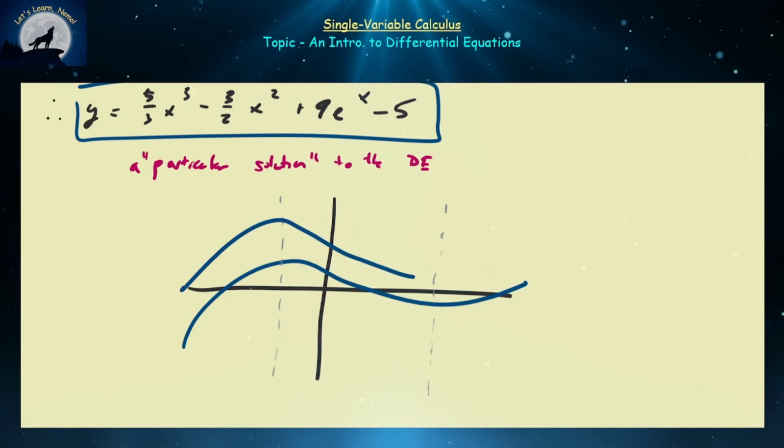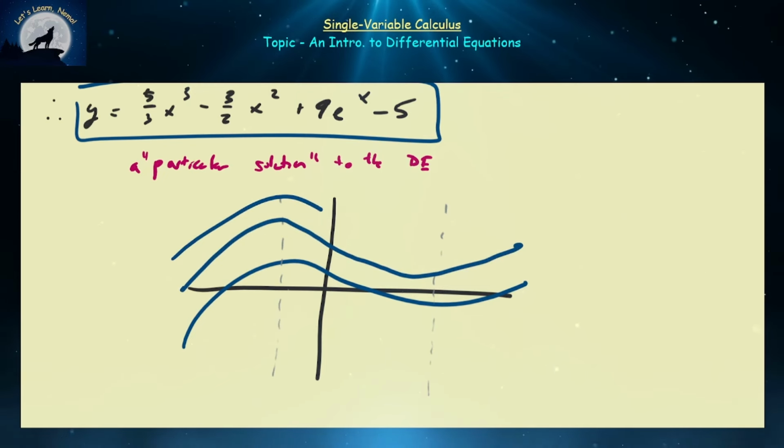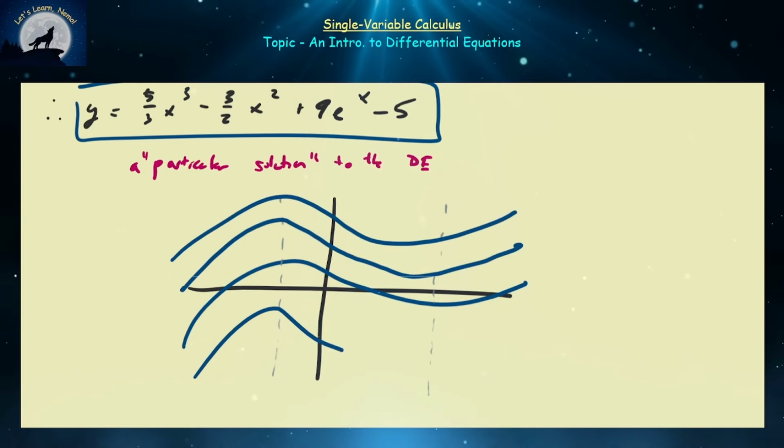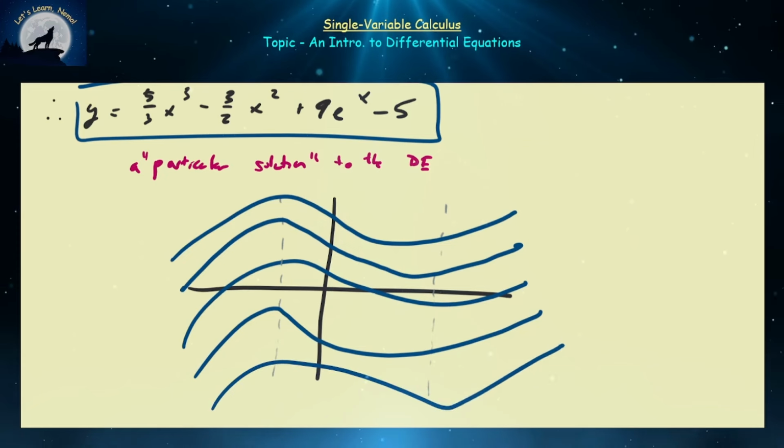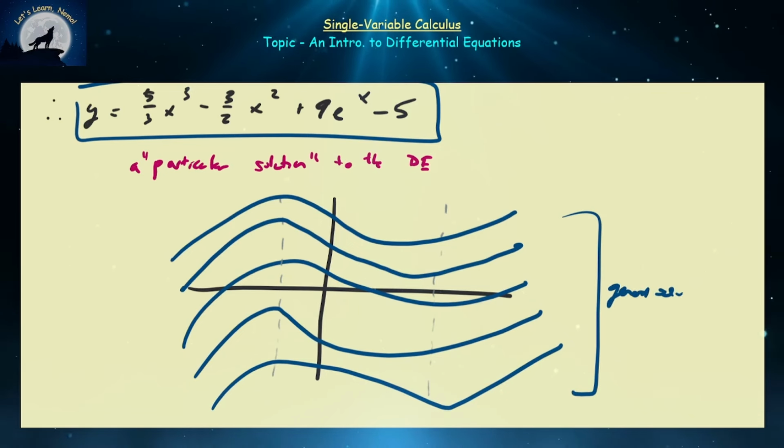So for example, this could be another solution. This could be another solution. This could be another solution. This could be another solution, and so on, assuming they're drawn to scale. So this space is called the general solutions of the ODE. And if I were to pick a particular point, for example, this point right here, let's call that (0, 4), then there's only going to be one function or curve that passes through that point, in particular, this one, right?